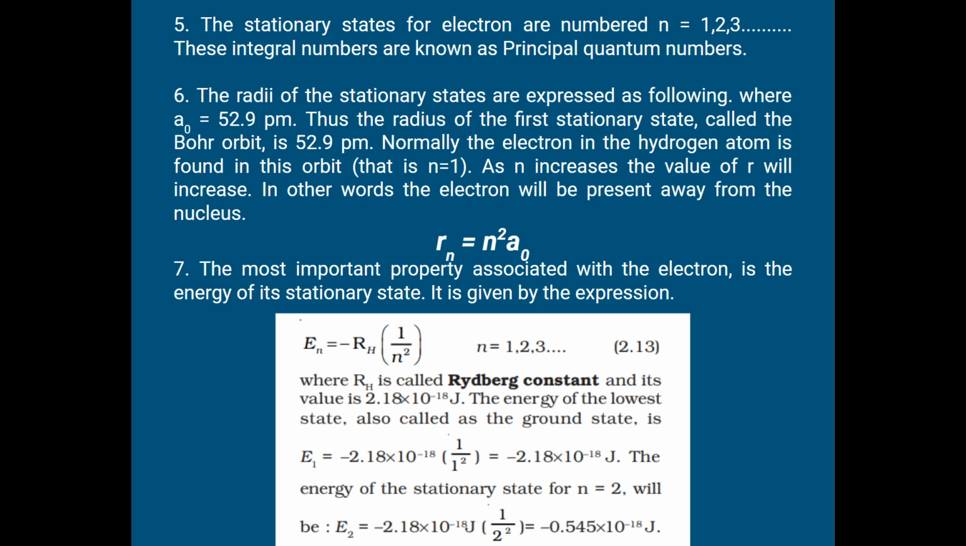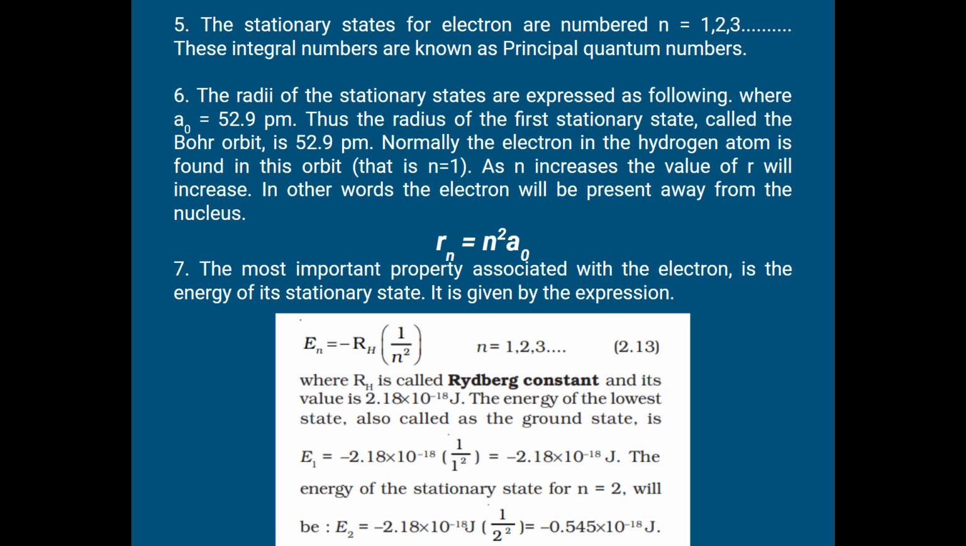Keep the value of n as 1, 2, 3, 4, 5, 6, 7, 8, and you can calculate the energy of that particular orbital. You need not learn the energy of any orbital again. You can just calculate it from this formula. So what have we quantized? Angular momentum is quantized, radius is quantized, energy is quantized.